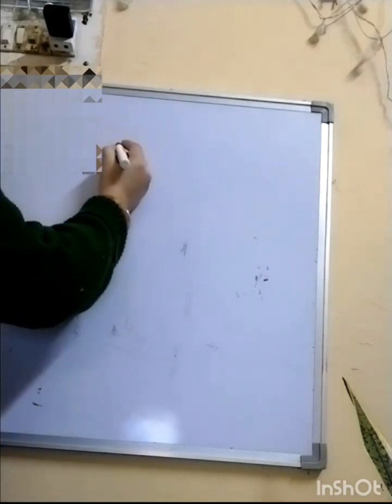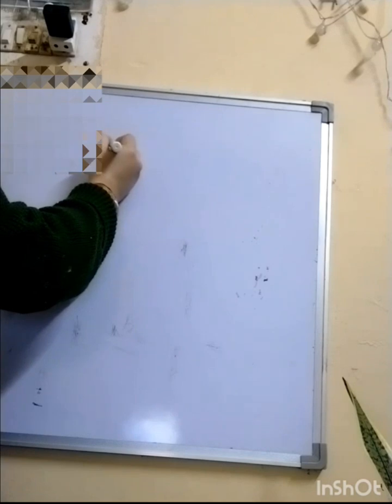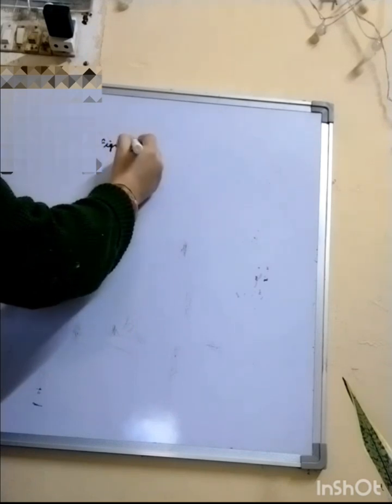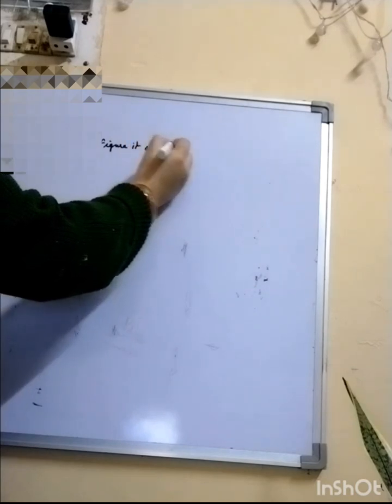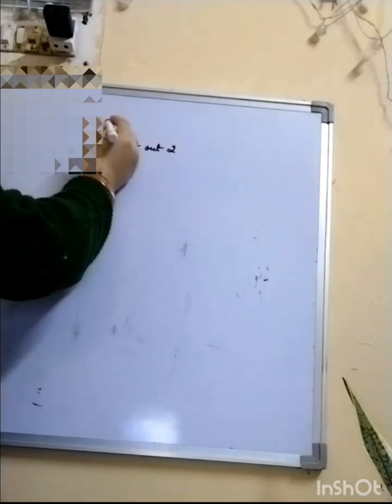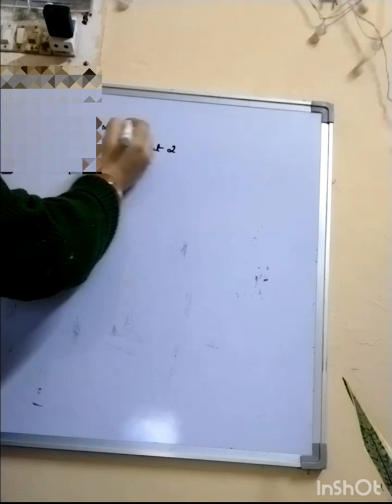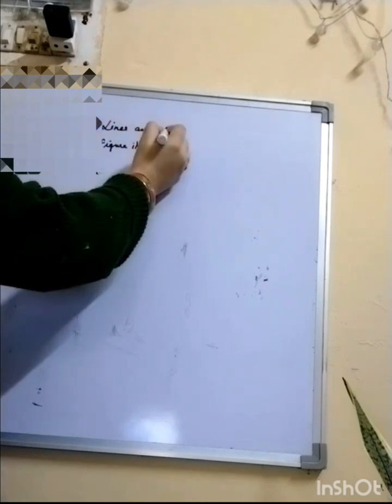Figure it out, which is based on the comparison of two angles under the principle of superimposition. So this is Figure It Out part 2. We are doing the chapter Lines and Angles.